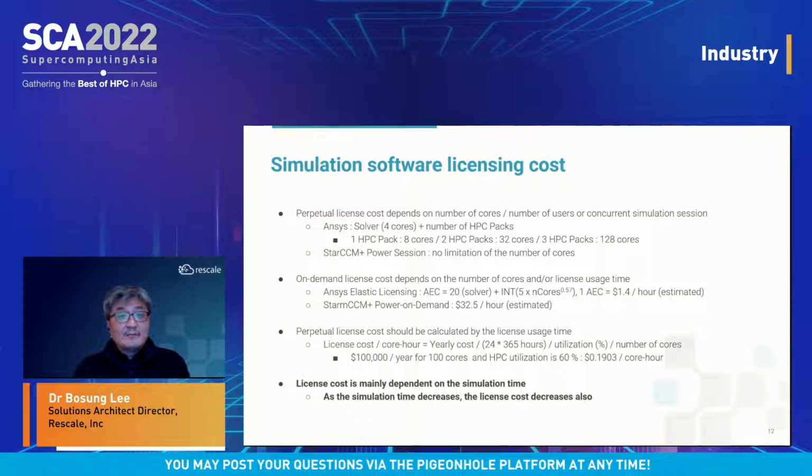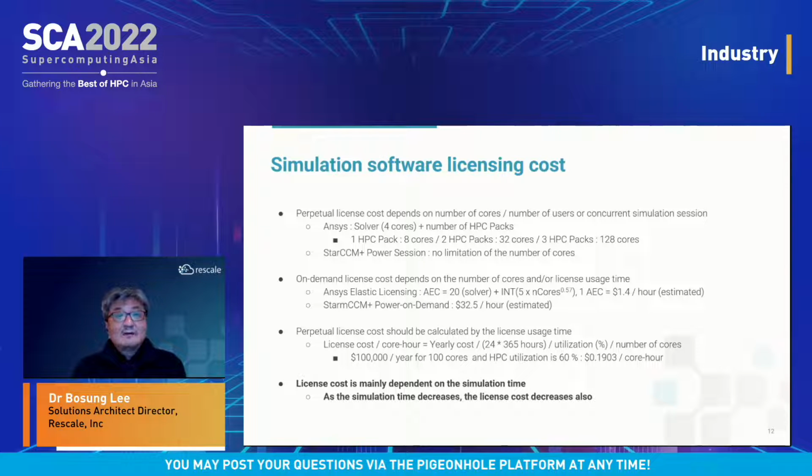The number of HPC packs increases as the number of cores increases. The typical model based on the number of concurrent simulations is the StarCCM+ Power Session license. In the StarCCM+ Power Session license, there is no limit on the number of cores, but using one power session, only one simulation is possible. It means that if the user wanted to run two 10-core simulations at the same time, this user should have a 2 power session license. But for 1,000 cores per simulation, only one power session license is sufficient for the StarCCM+ license.